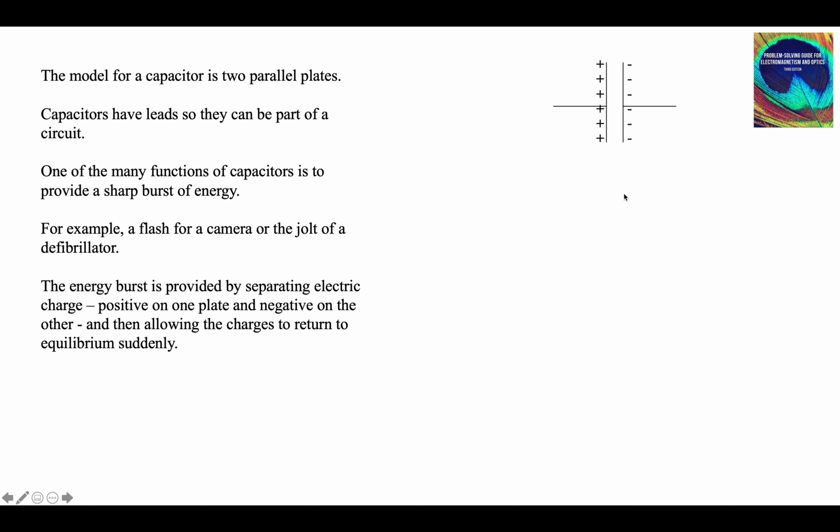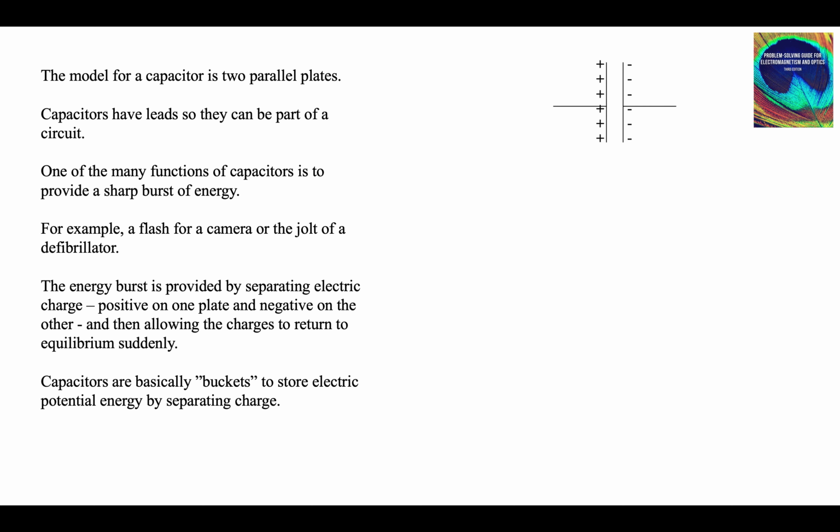the charge will run across. The energy burst is provided by separating charge. There's no net charge here. Just force the electrons from one side to the other. You pulled them off of this side and stuck them over here with a battery or a power supply. And if you allow them to come together suddenly, that's a sharp burst of energy.